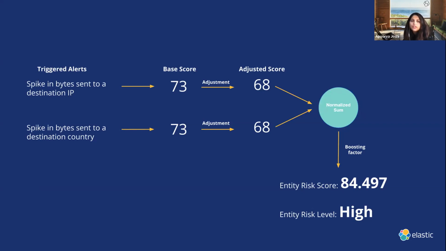So it starts with the base severity of scores generated, which are associated with the alerts, and then it applies some adjustments based on how recent the alert is and some entity-specific factors like, is the host a server? Is it a workstation? And then it generates an aggregated and normalized risk score in a 0 to 100 range for each entity. And it also assigns a risk level based on the score.